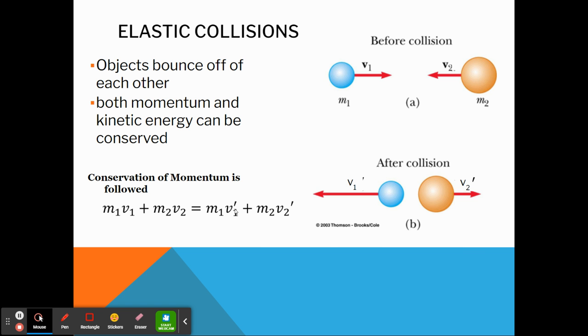So wait a minute, what are these little tick marks here? You'll see that on multiple different sites or other resources, and they use the word prime, which is just basically saying this is a new velocity after they collided. V1 prime, V2 prime, which is the speed of each object after the collision.